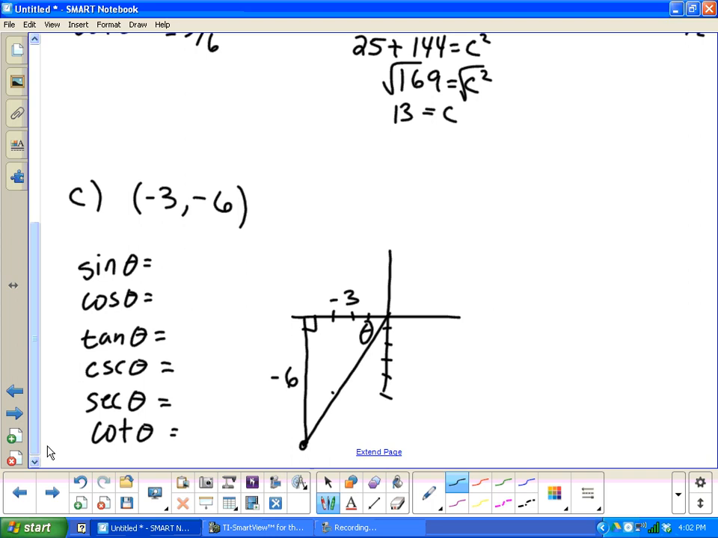So sine of theta, sine is opposite over hypotenuse. I guess I need to find the hypotenuse. So let's see, the Pythagorean theorem. 3 squared would be 9, plus 6 squared would be 36, equals my hypotenuse, c squared. So that'll give me 45 equals c squared. And we'll take the square root, and we can simplify here by saying 9 times 5. So it would be 3 square roots of 5 for the hypotenuse.